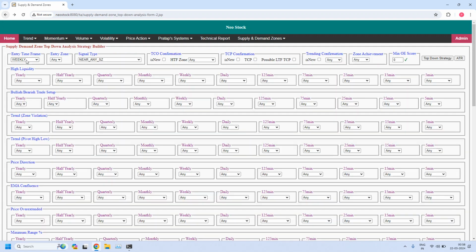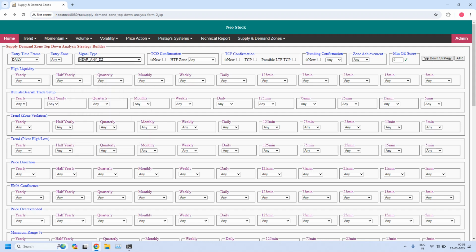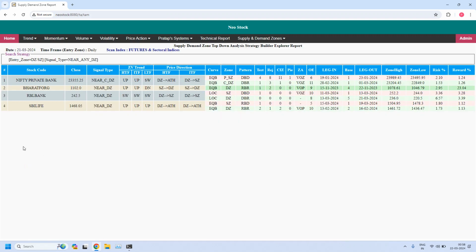So let's go back, changing the time frame to daily. Entry time frame is daily. Let us find the stocks near daily demand zone. So 4 stocks are filtered. Let us identify high liquidity zones from this list.